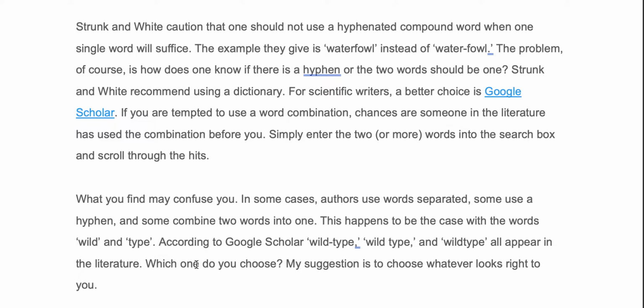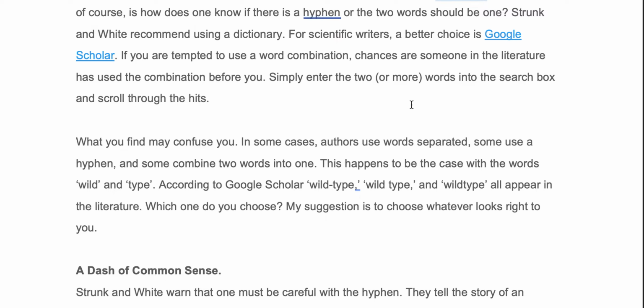Strunk and White caution that one should not use a hyphenated compound word when one single word will suffice. The example they give is water-fowl instead of waterfowl. The problem, of course, is how does one know if there is a hyphen or the two words should be one? Strunk and White recommend using a dictionary. For scientific writers, a better choice is Google Scholar. If you are tempted to use a word combination, chances are that someone in the literature has used the combination before you. Simply enter the two or more words in the search box and scroll through the hits.